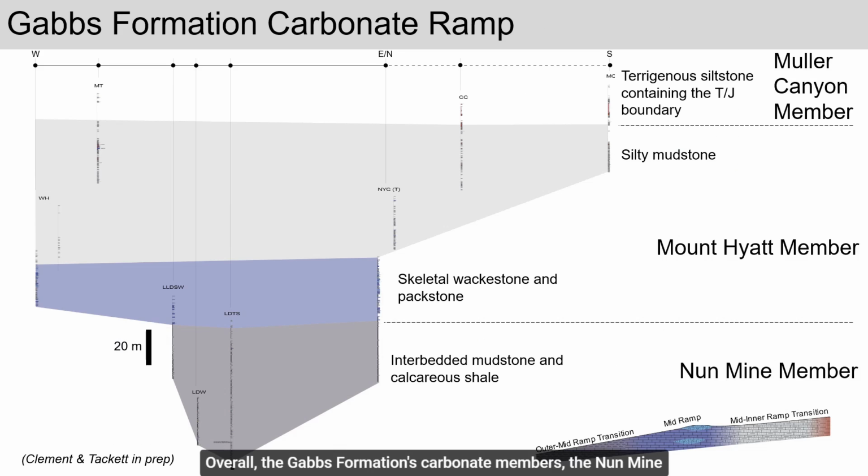Overall, the Gabbs Formation's carbonate members, the Nunn Mine and the Mount Hyatt members, represent the progradation of shallow marine carbonate ramp facies. The most landward of which, the silty mudstones, provide evidence of an adjacent landward source of terrigenous sediment.